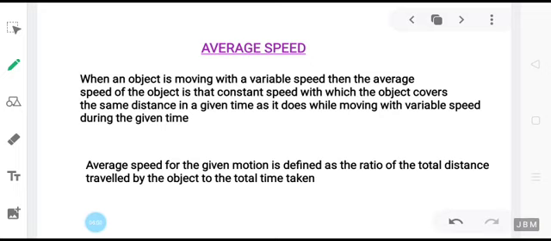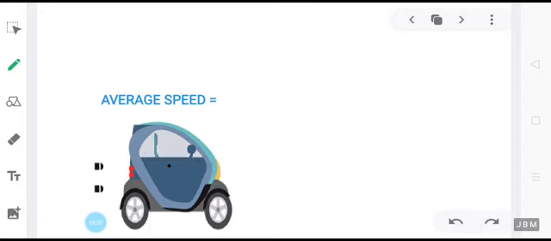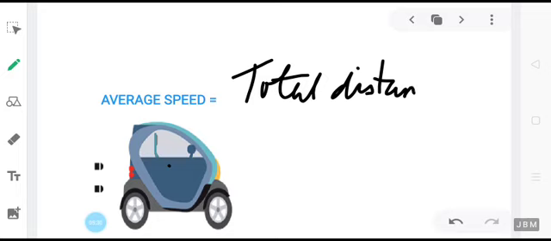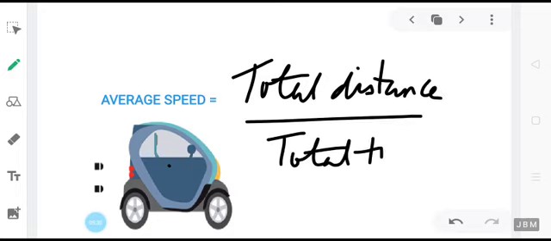Obviously, during completing one length of a path, the speed of the object may keep on changing. So if we find out the mean value of the speed, for that we have to find the ratio of the total distance traveled by the object by the total time taken to cover that entire distance. So mathematically we can write down average speed equal to total distance by total time.